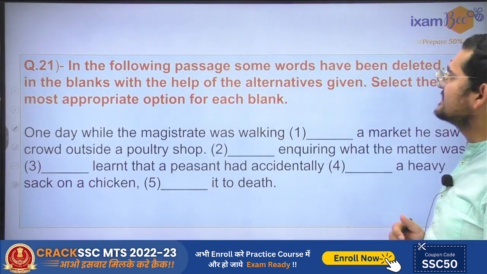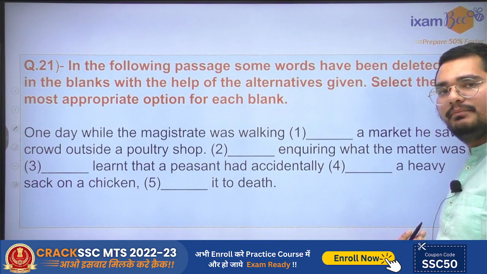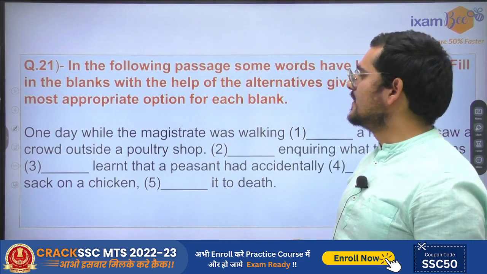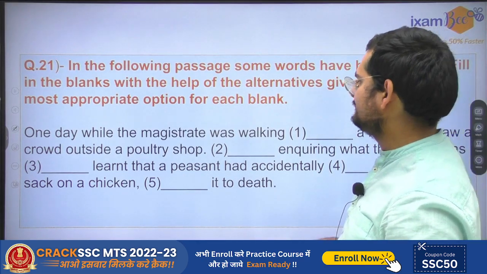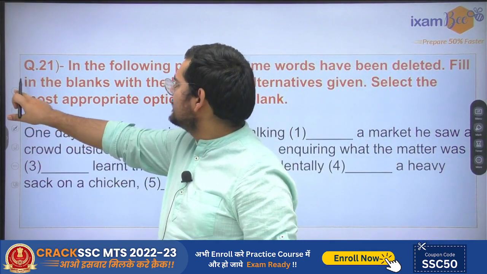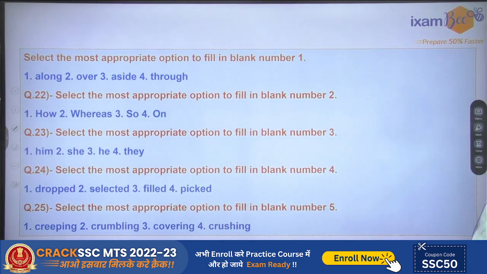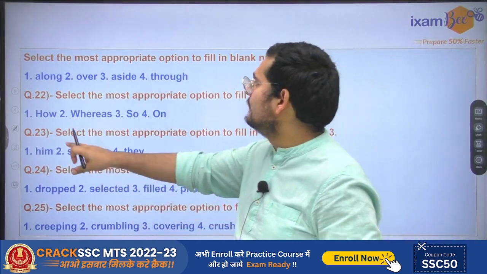21. In the following passage, some words have been deleted. Fill in the blanks with the help of the alternatives given. Select the most appropriate option for each blank. Okay, so here what you need to do, you need to fill in the blanks, right? Based on the grammatical rules, based on the grammatical accuracy. One day while the magistrate was walking a market, he saw a crowd outside a poultry shop. Select the most appropriate option to fill in blank number 1. Should it be along, over, aside, through?